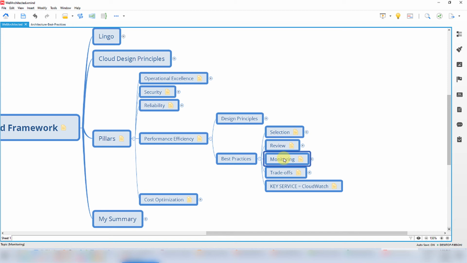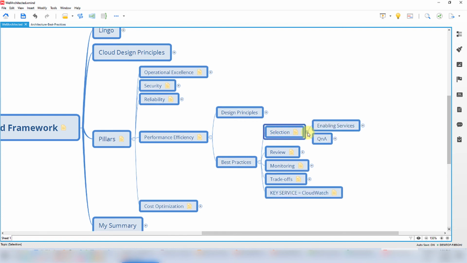And run simulations of load in production and ensure that alarms and actions are working. For trade-offs, remember that sometimes these are necessary. For example, sometimes you trade consistency for performance, or cost for performance, or space for latency, etc. And a key service enabling all the practices related to performance efficiency is CloudWatch. It provides visibility into overall performance and operational health.